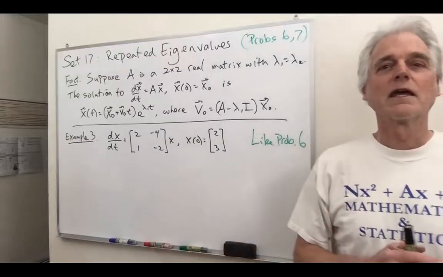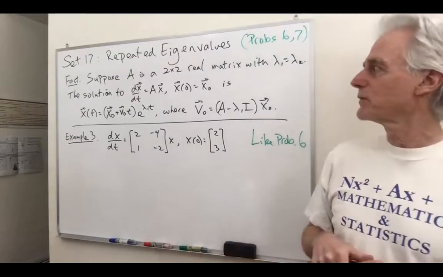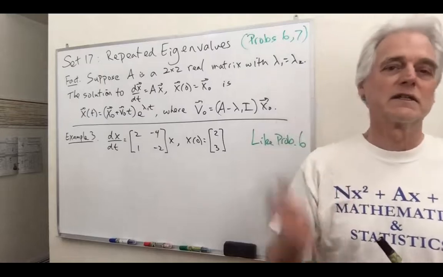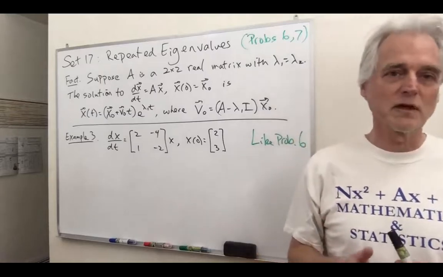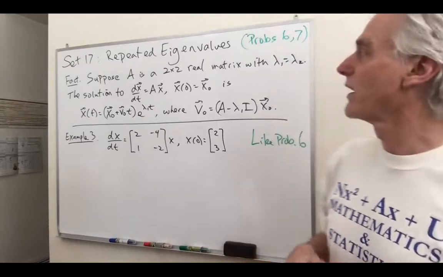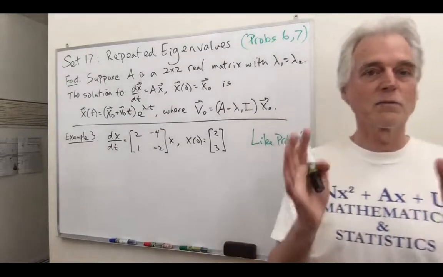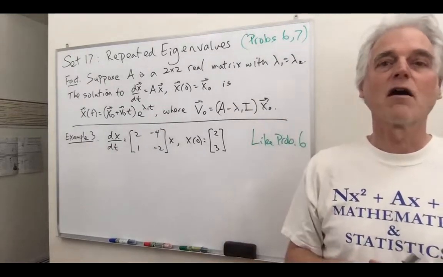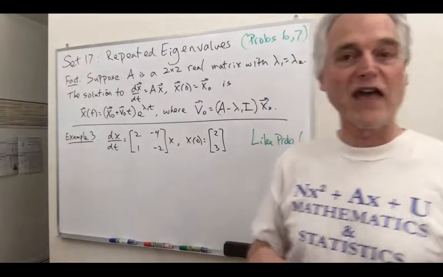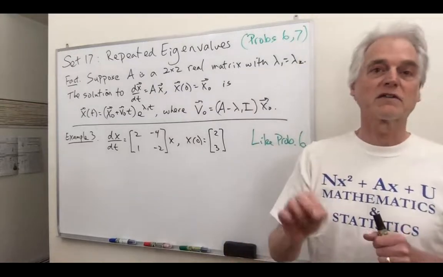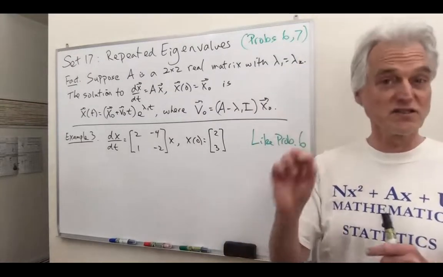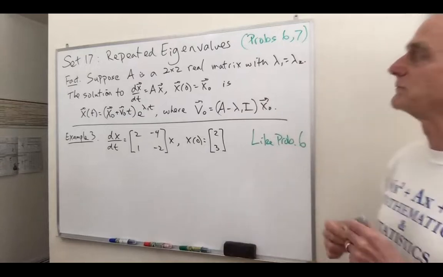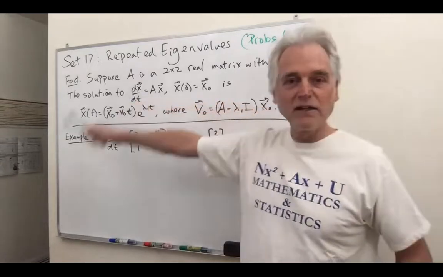Hello. I'm going to do an example of the solution to a system of ODEs where the eigenvalues of the 2 by 2 matrix A are repeated. In fact, in this example, the eigenvalues are 0 and 0, but we'll get to that. So how do you solve these things?